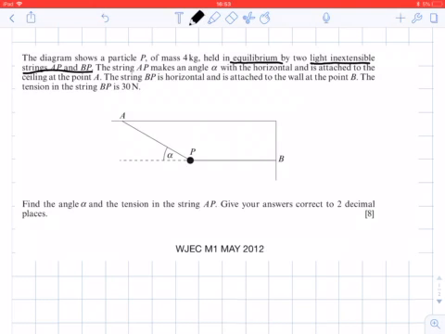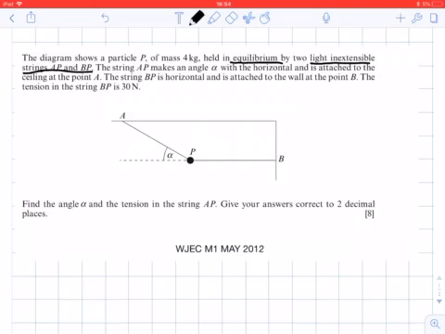So in this case, they're in equilibrium and we're wanting to find out the angle alpha that AP makes with the horizontal. We also know that the tension in the string BP is 30 newtons. So the first thing to do is probably label a bit more information on this diagram.